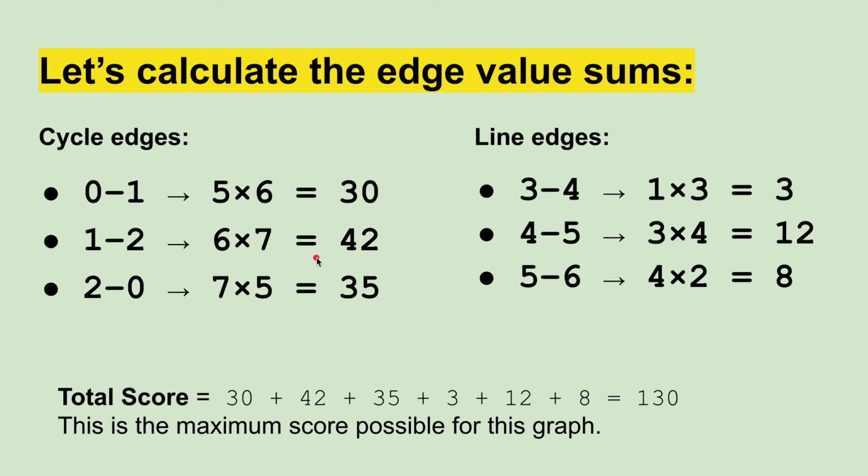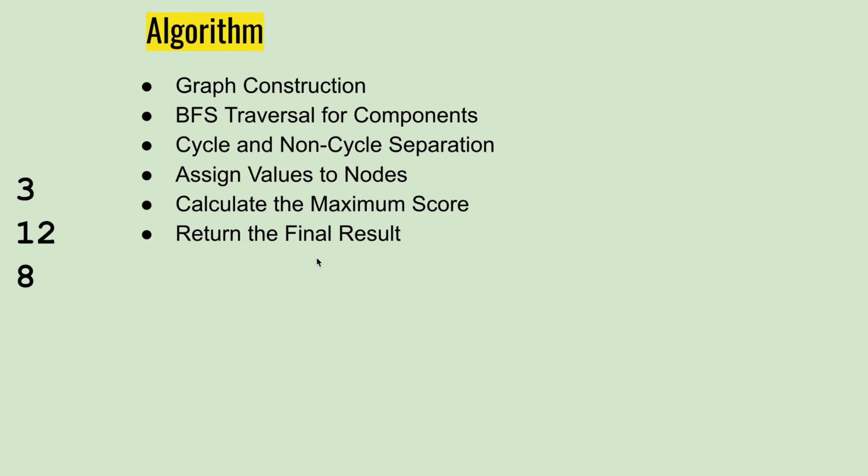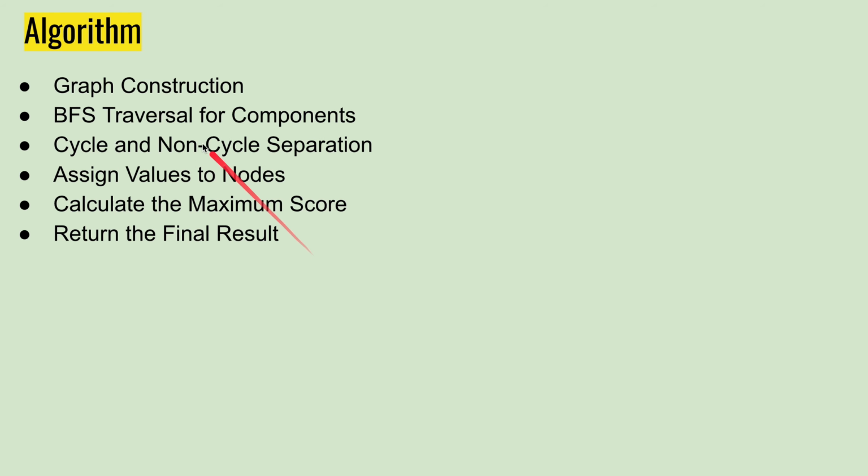So we'll go through some steps to work on this. If you talk about what algorithm we are going to use in this example, first we'll do graph construction. Then we'll go for the BFS for the components, cycle and non-cycle separation. We'll assign some values to the nodes. Then we will do the calculation of the product, and we'll finally return the result, right?